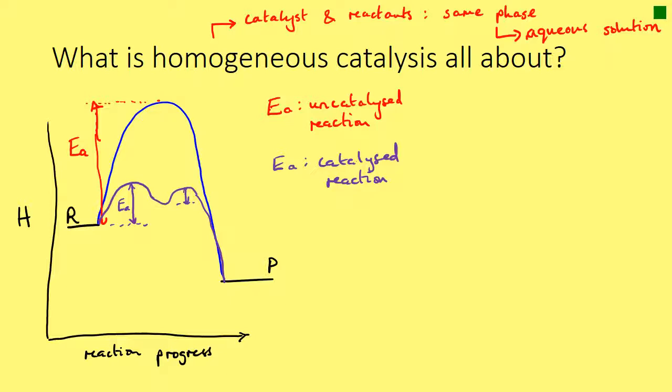So let's just label these as our intermediates, which might be the catalyst in its adjusted form. So as you can see, the activation energy of our alternative reaction pathway is less than our uncatalyzed activation energy, and therefore this reaction would proceed a lot faster because more of the reactant molecules would have sufficient energy to create a successful collision.